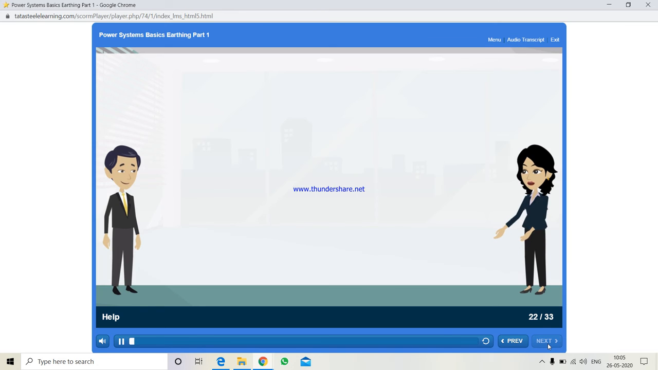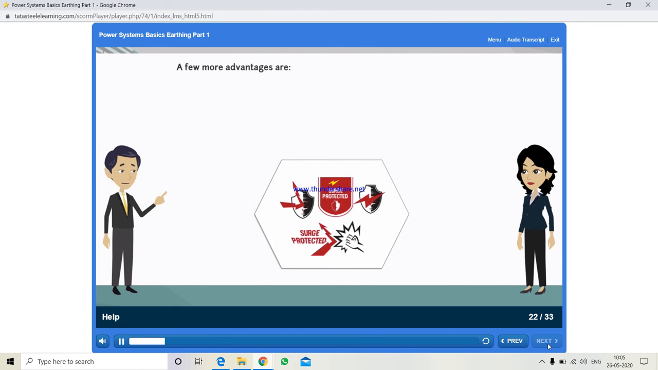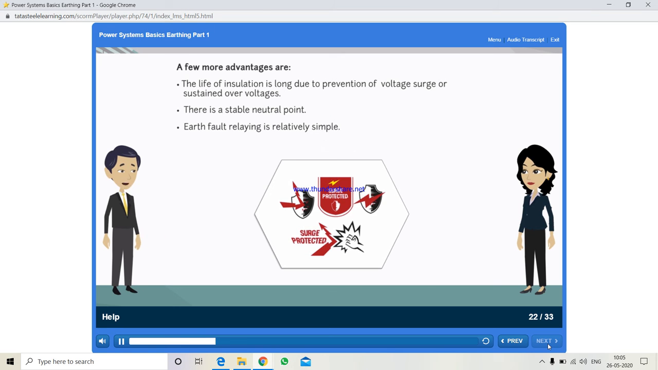That was a whole lot, but I'm sure this is not the only advantage of earthing. Right, Survi. Here are a few more advantages. The life of insulation is long due to prevention of voltage surge or sustained over voltages. There is a stable neutral point and earth fault relaying is relatively simple. Further, a useful amount of earth fault current is available to operate the earth fault relay.